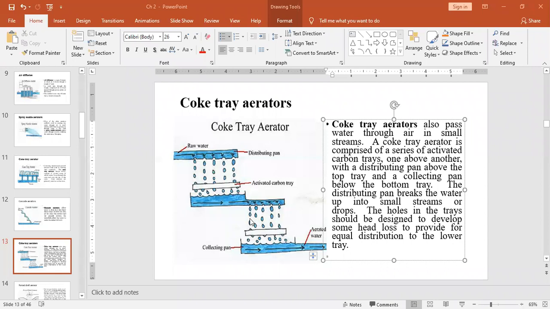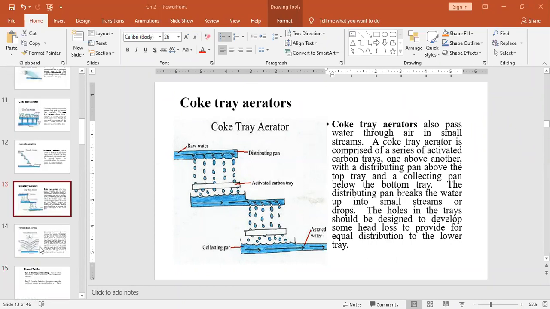Likewise, 3 to 4 arrangement trays can be arranged in a series, and then the water will be completely oxygenated. A good quantum of oxygen will be dissolved in the water. At the same time, fine impurities will also be removed by using the activated carbon. Okay, this is about the coke tray aerator. Then the next one.